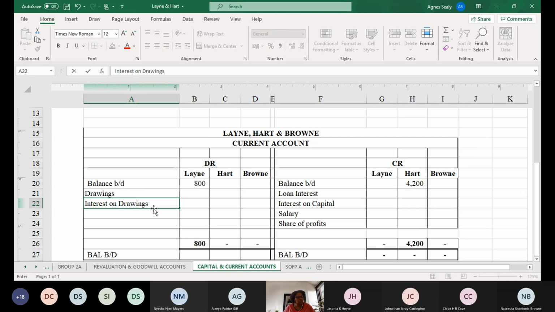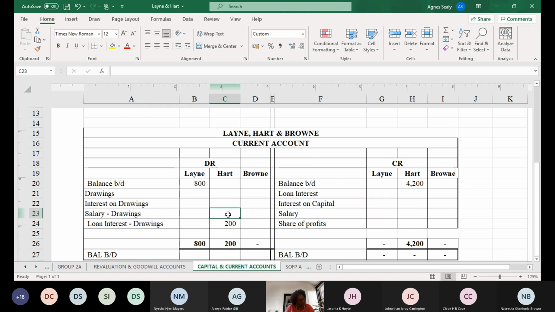So we also had salary that was withdrawn by Layne. So that will be a salary drawing, so to speak. Layne took out some of her salary that she was entitled to. And there is a loan interest, and I will put a drawing next to that, because Hart was entitled to a certain amount of loan interest, but she already took $200, right? So Hart took $200 in interest, and Layne took $600 of her salary.